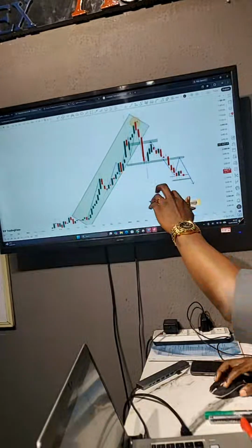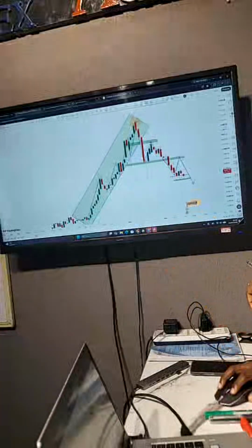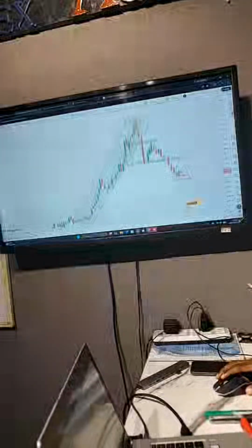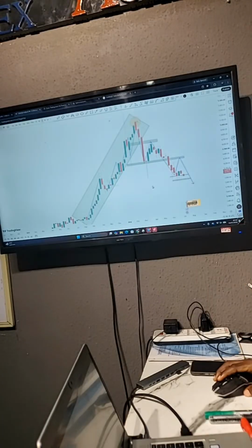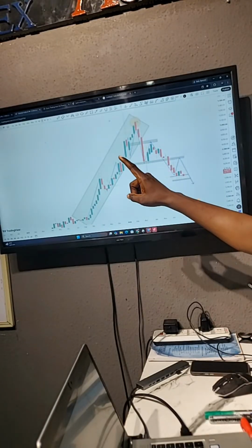Now it will take us to the daily time frame. So we open the daily time frame. When do they go to the daily time frame? I'm talking about the daily time frame.